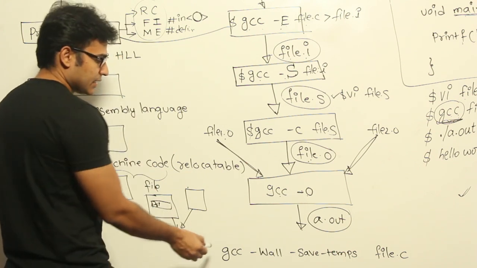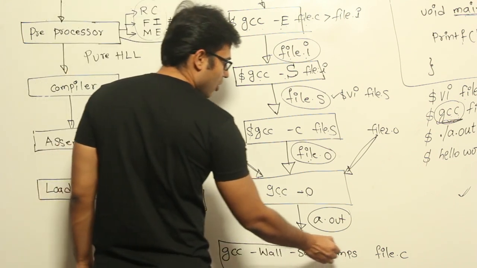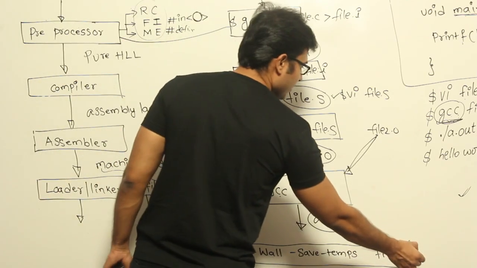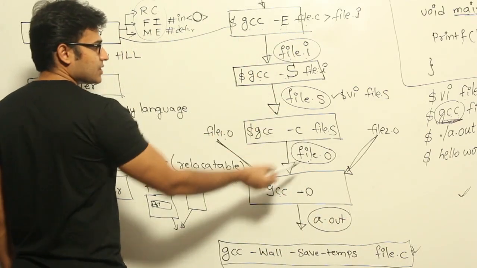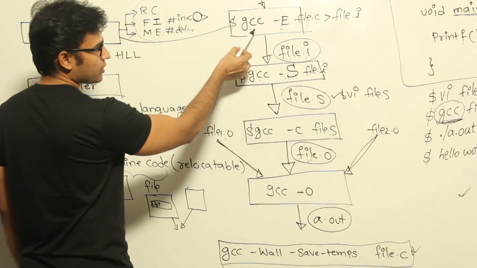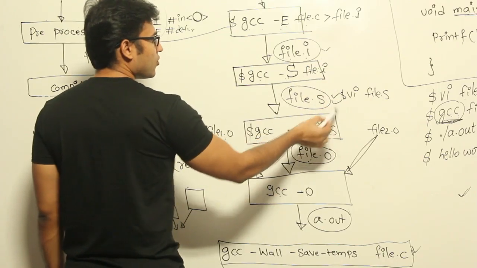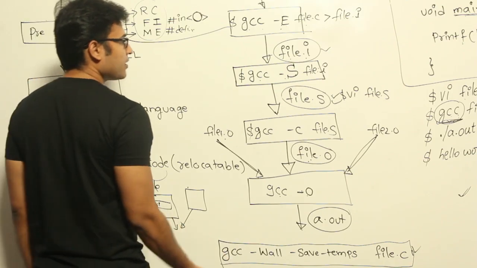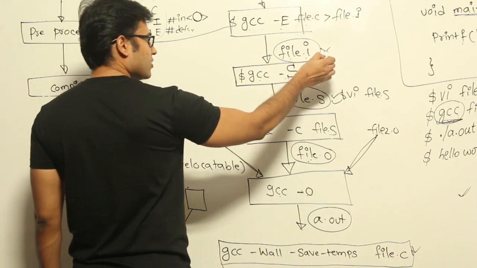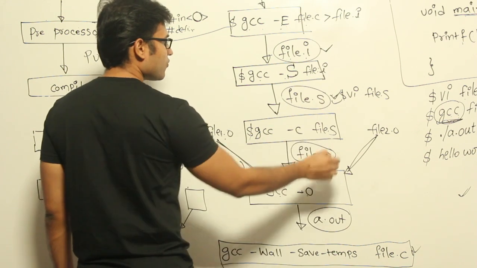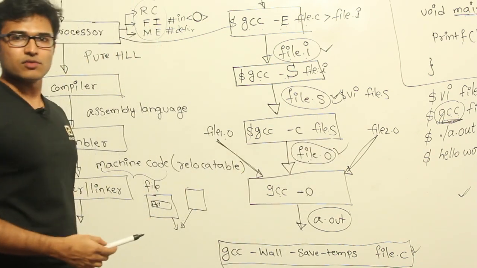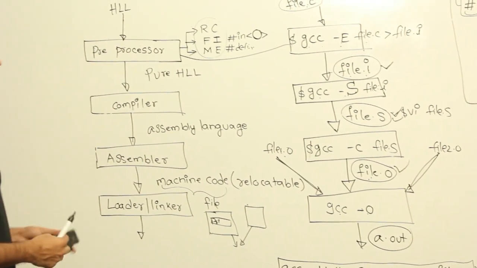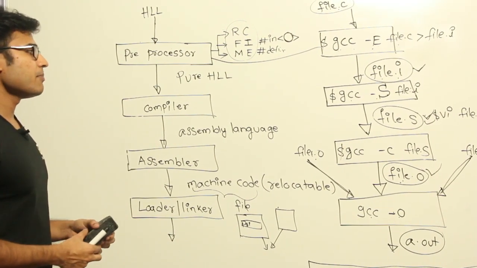Now one more command is gcc -Wall -save-temps file.c. If you give this command, then all these temporary files will be saved. So instead of finding these files one by one, if you want to save all these files at once and see them later, you just give this one command. By giving this one command, file.i will be created, file.s will be created, file.o will be created, and now you can see all those files. Okay, so this is all about the high level view of what happens when you try to compile a file.